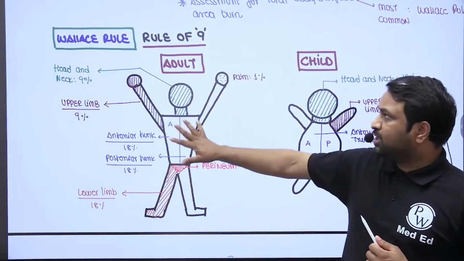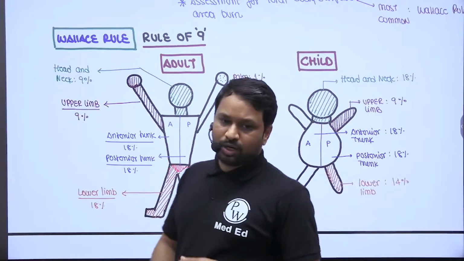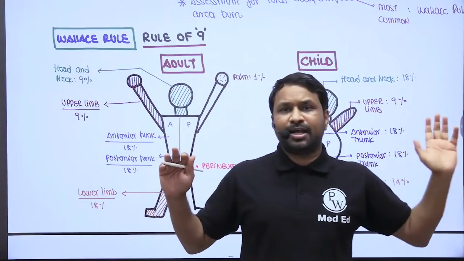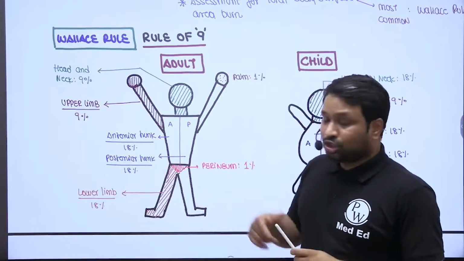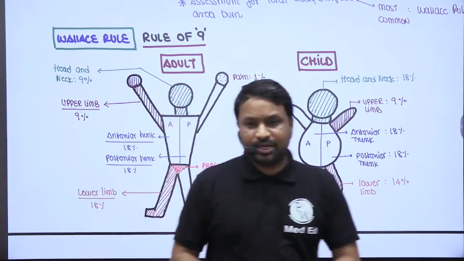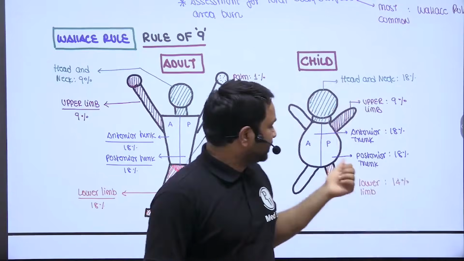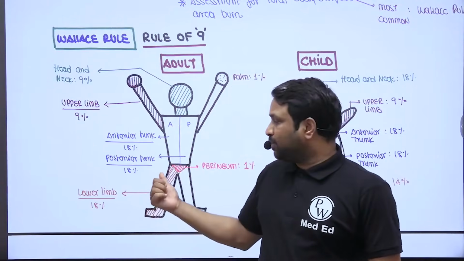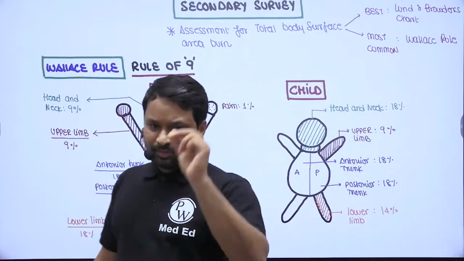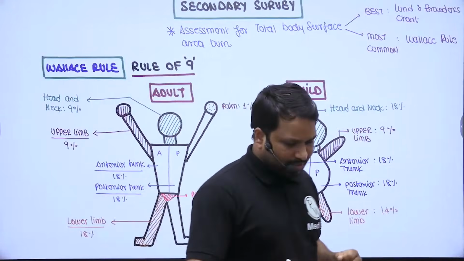So in adult, it is going to be all the way in this context. In child, this is there. What is the difference? Remember the head and neck. In adult, 9%. In a child, it is going to be 18%. Limb in the child is 14%. In adult, it is going to be 18%. There is no perineum in child. In adult, the perineum accounts for 1%. Draw this diagram, put the same percentage. Your examiners are going to give you complete marks.